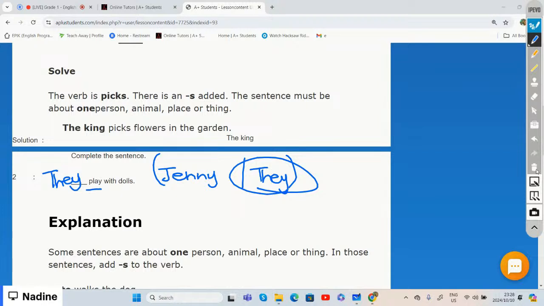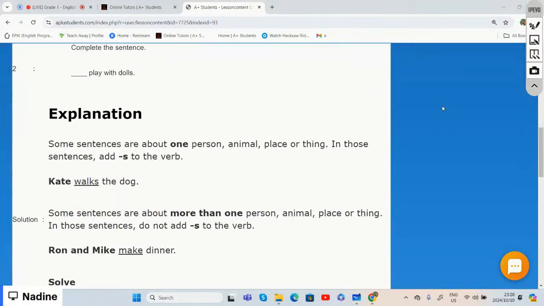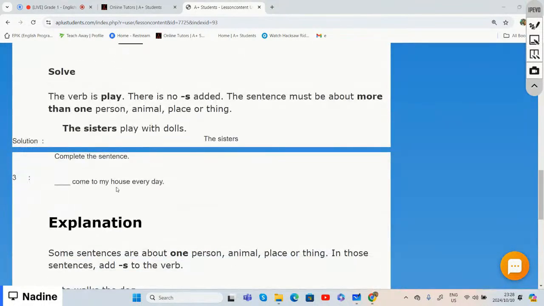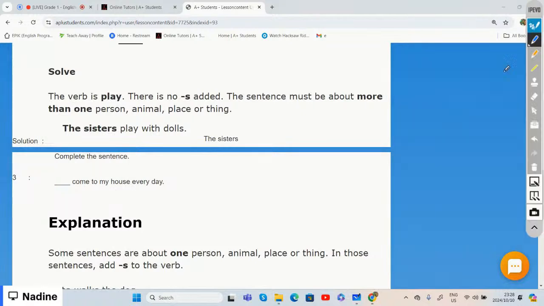All right. And if we look at the last one before we do our test, it says, come. The word come. Not comes, but come to my house every day. Do I say Jack come to my house every day? Or do we say the boys come to my house every day? Which one is correct?